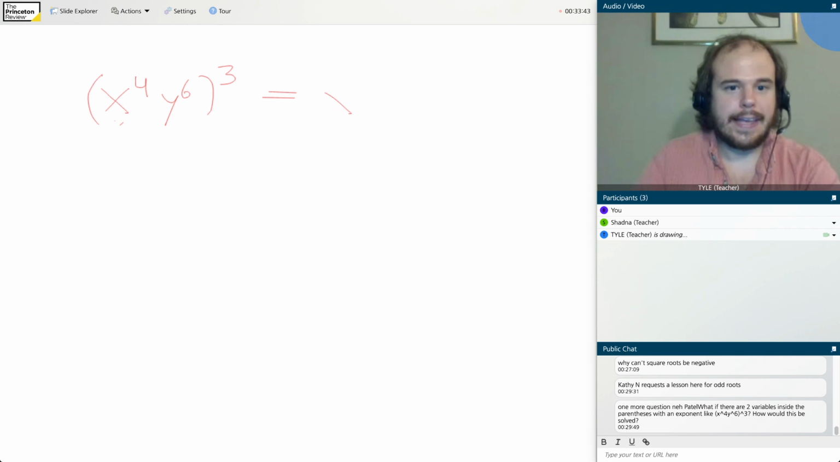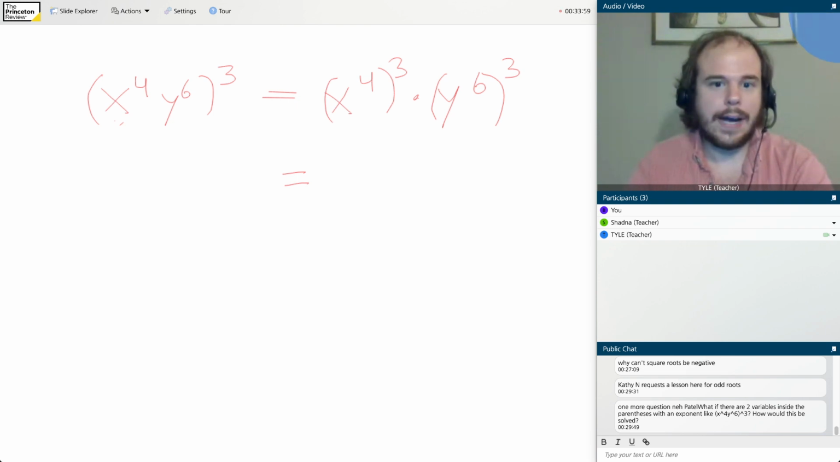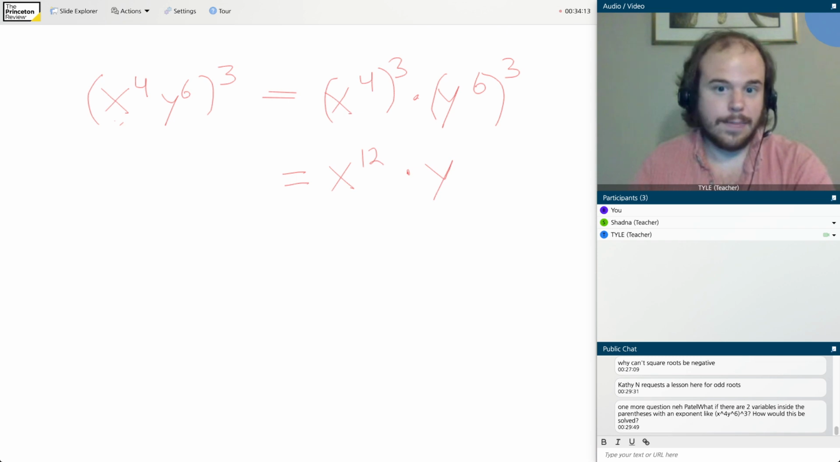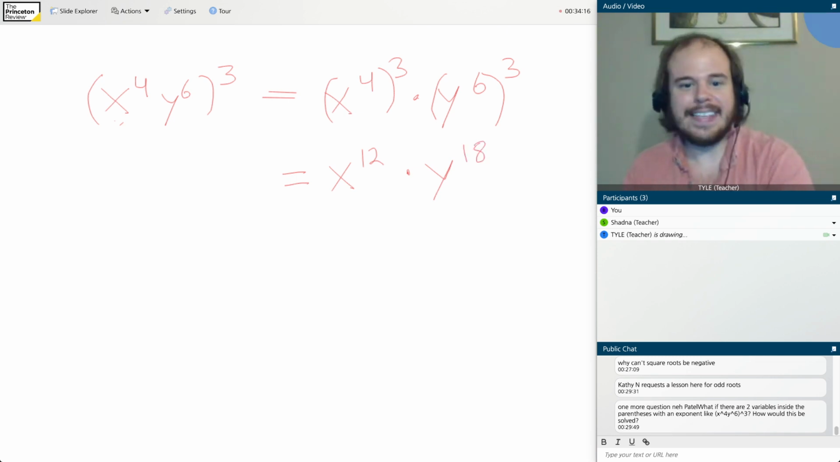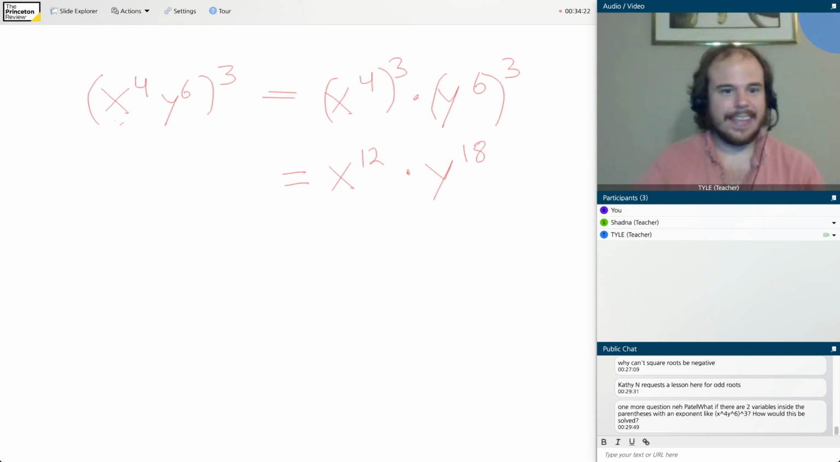So that looks like x to the fourth raised to the third power times y to the sixth raised to the third power. And x to the fourth to the third, now we're taking an expression with an exponent, the x to the fourth, and we're raising it to a power. So anytime we raise an exponent to a power, we multiply. Remember the power multiply rule. And similarly, y to the sixth is being raised to the third power, and when there are powers, we multiply, and 6 times 3 is 18. And so that's the answer to this one. I hope that's what you were asking, Patel.